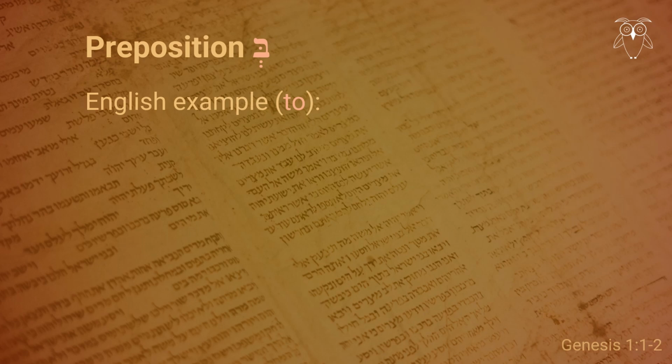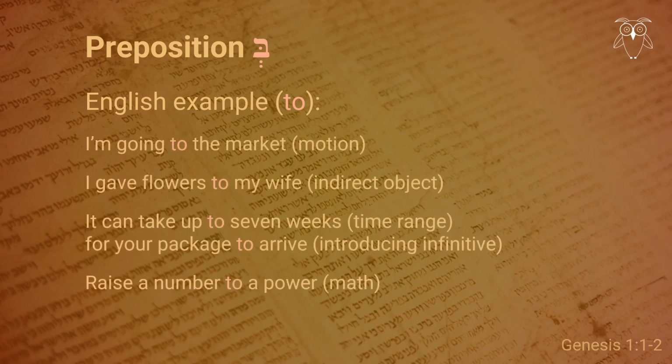We do this in English. Take the word to, for example. You can use this to indicate motion in space, I am going to the market, or it can identify the beneficiary or recipient of something, I gave flowers to my wife. It can say something about the limits of a range. It can take up to 7 weeks for your package to arrive. And in math, you can raise numbers to a certain power. The point is that we use the preposition to in a wide variety of ways, and we have no difficulty distinguishing the precise meaning of it.